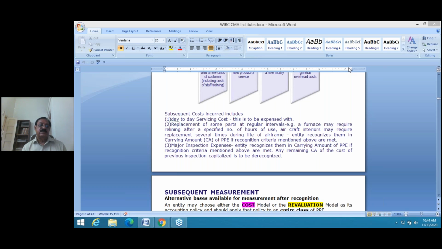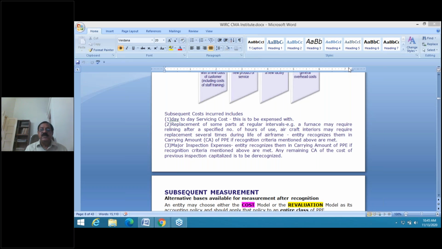Similarly, major inspection expenses, like for vessels and aircraft, require some major inspection after a certain period of time. There is heavy expenditure on vessel inspection and aircraft inspection. What about these expenses? The entity recognizes them in the carrying amount of PPE if the recognition criteria mentioned above are met. Again, if they fulfill the two conditions, they are to be shown as a part of your carrying amount, added to the carrying amount. Otherwise, they are to be expensed. Any remaining carrying amount of the cost of the previous inspection capitalized is to be derecognized.